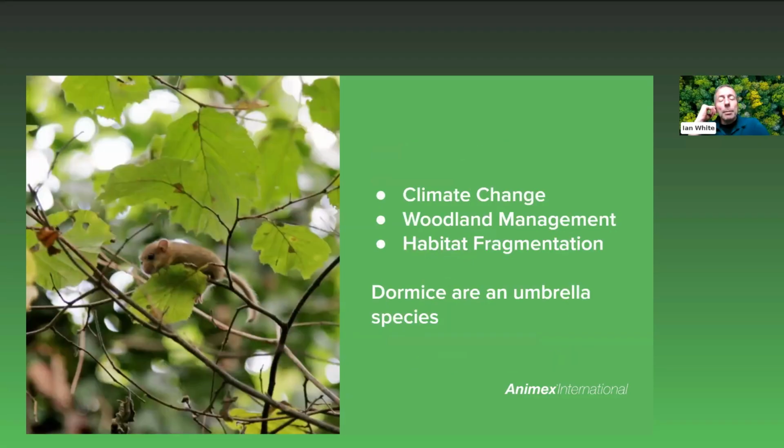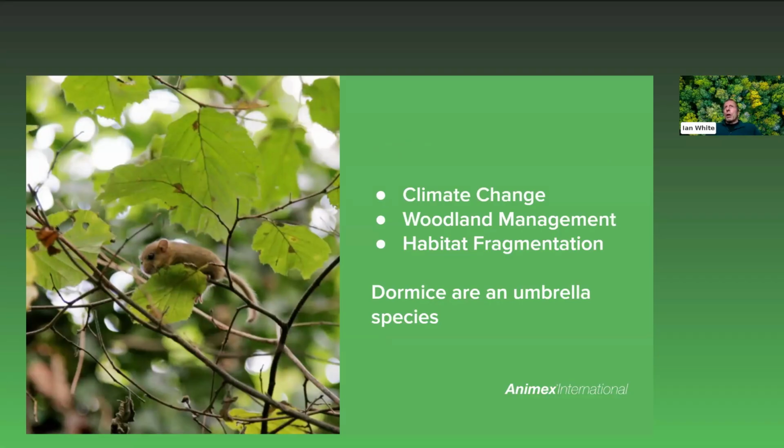Thank you, Hazel. Right, well, as Hazel said, basically dormice have been declining in the UK for certainly since the 1970s, more likely since Victorian times. There's a contraction in range, there's a reduction in population. And the early work really on dormice started in the 1990s, where the 3 main things, again, that Hazel's mentioned, were negatively impacting dormouse populations in the UK. They were climate change, woodland management, and habitat fragmentation.